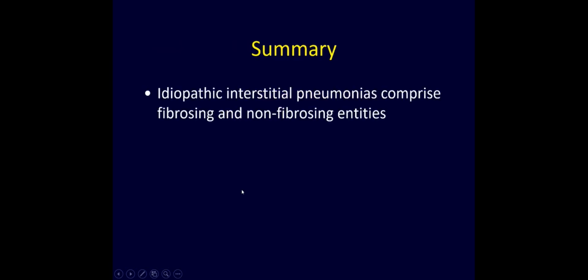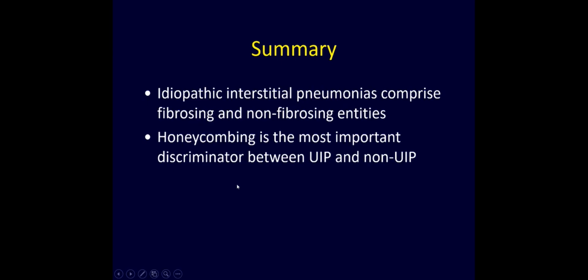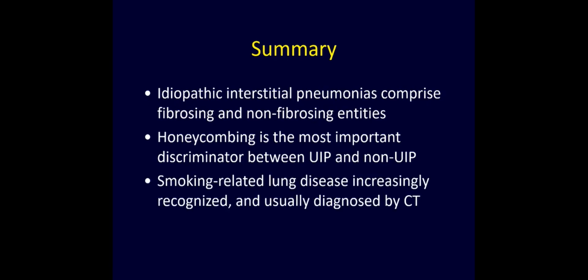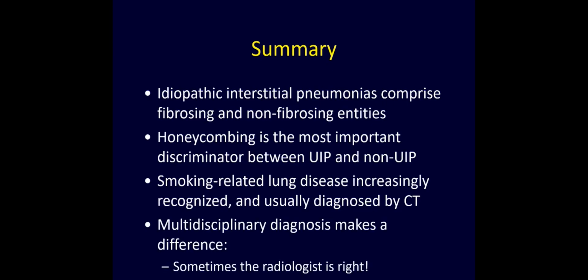So in summary, idiopathic interstitial pneumonias should be divided into fibrosing interstitial pneumonias and the non-fibrosing entities. Honeycombing remains the most important discriminator between UIP and non-UIP. Smoking-related lung disease is increasingly recognized and is usually diagnosable by CT. And multidisciplinary diagnosis really does make a difference, and in particular, you should remember that sometimes the radiologist is right.